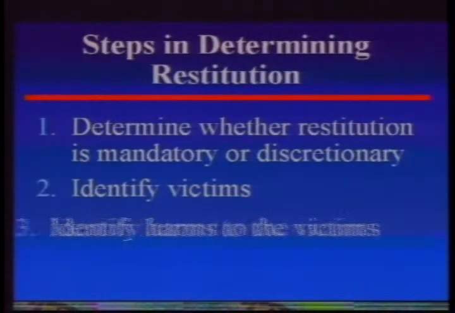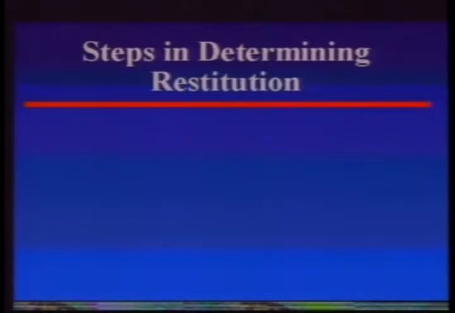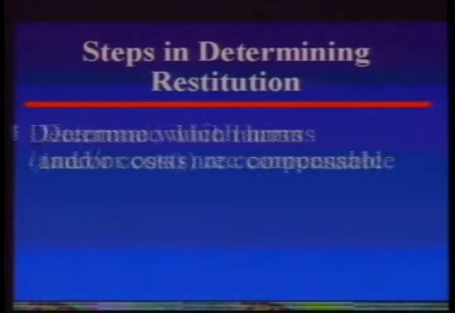The third step is to identify the harms to those victims. So you stick with the victims you've already identified and go to the harms suffered by those victims as a consequence of the relevant conduct.